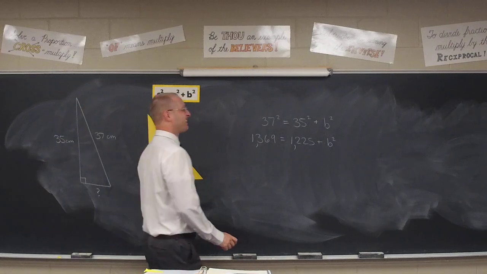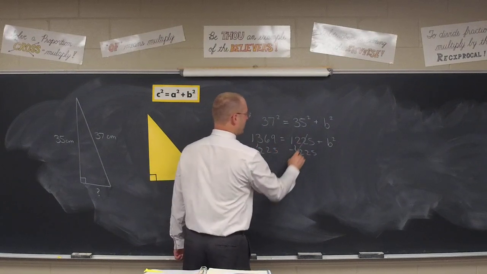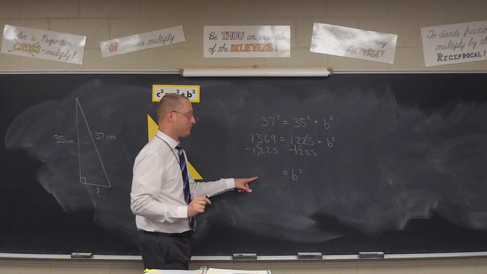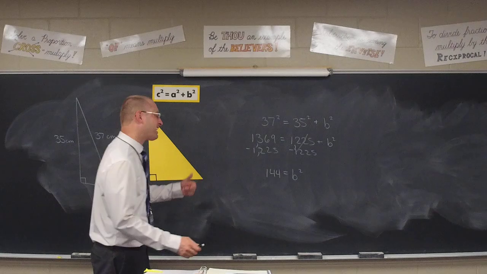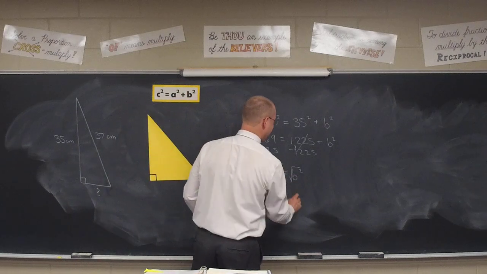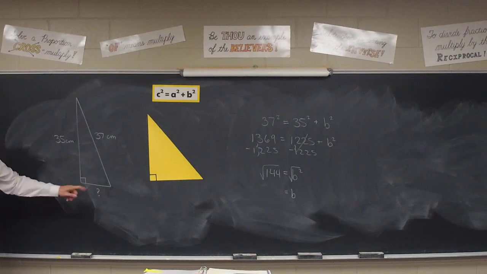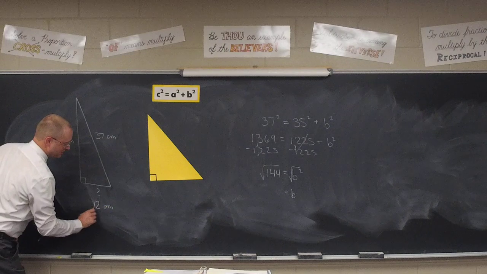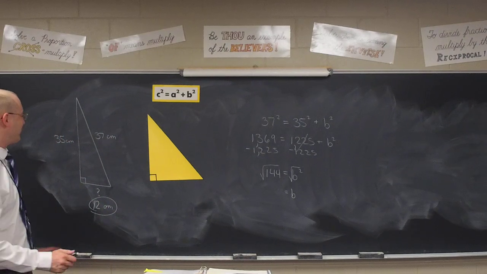We have to subtract 1,225 from both sides. And when I do, I'm going to get B squared equals what, class? 144. Oh, that's not so bad. Now I can take the square root of both sides, and we end up getting that this little baseline here, class, would have to be 12 centimeters in this particular problem. 12 centimeters, the length of that particular side there.